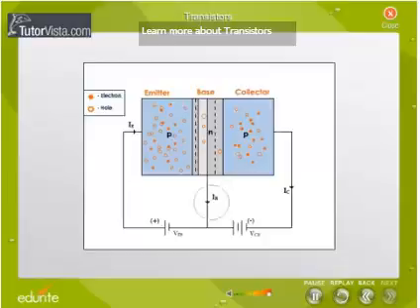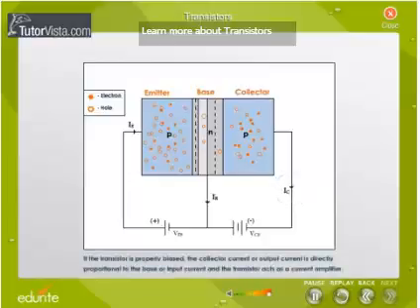If IE, IB and IC are emitter current, base current and collector current respectively, then the emitter current is given by IE = IB + IC. This base current IB is very small, but a small change in it can significantly change the collector current IC.